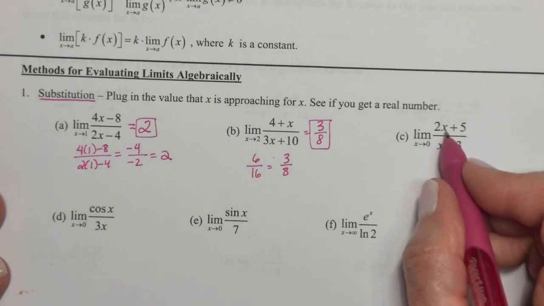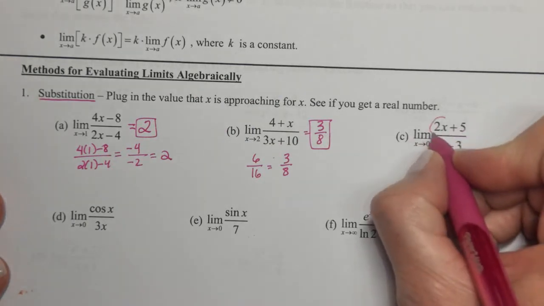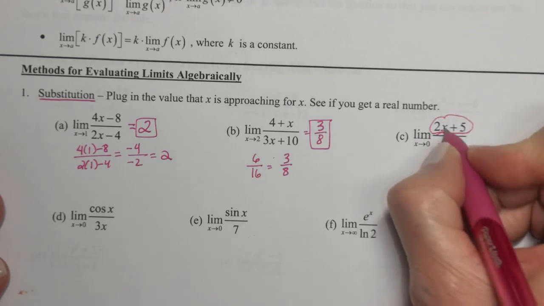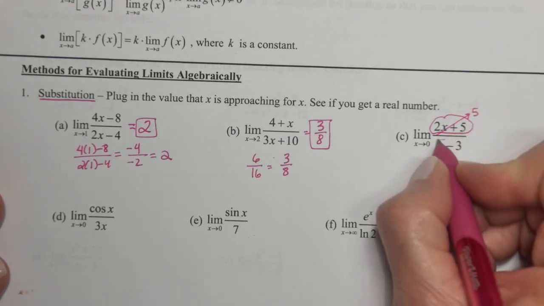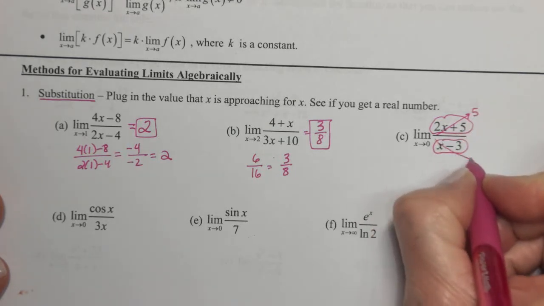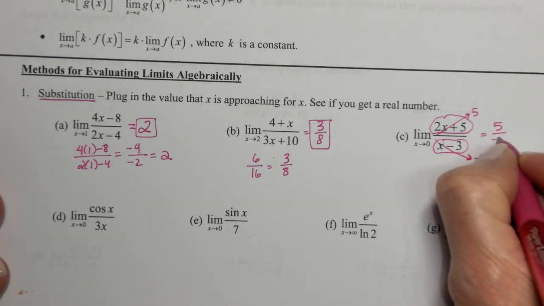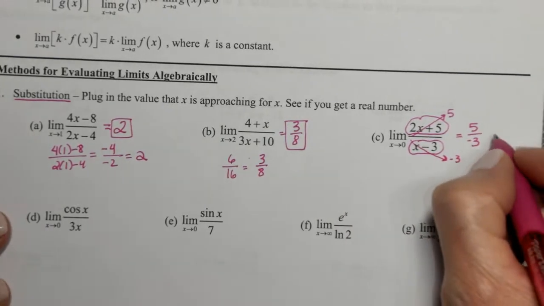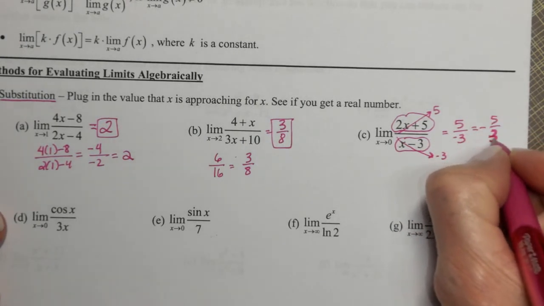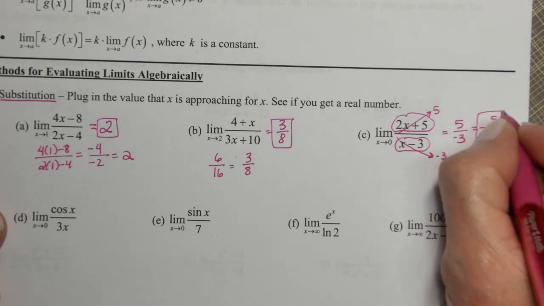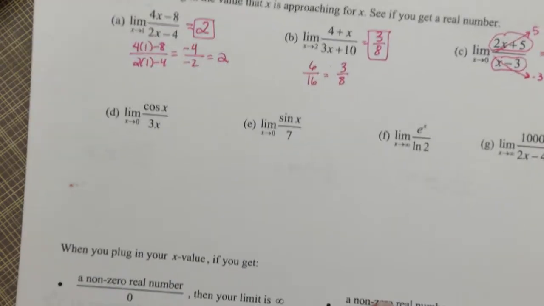Plug in 0 for x. If we put 0 in for x, the numerator is going to 5. The denominator is going to negative 3. So this limit is equal to 5 over negative 3, which as a multiple choice answer would be negative 5/3. Okay? Alrighty.